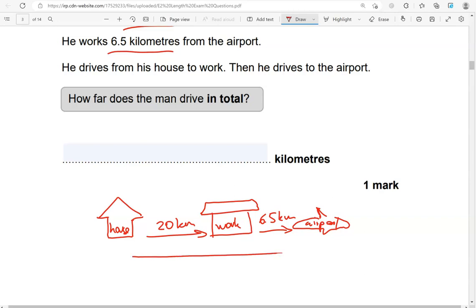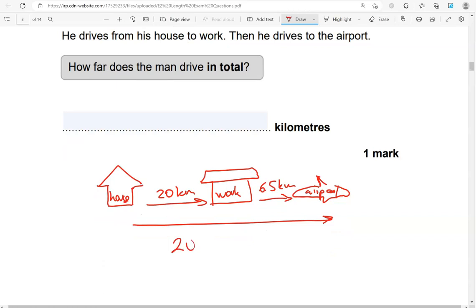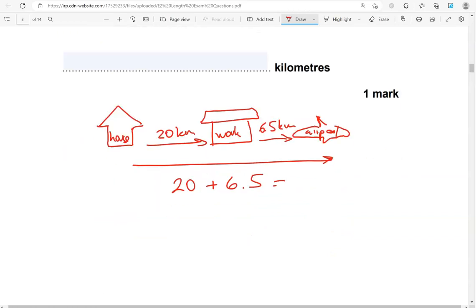So he drives from his house to work and then he drives to the airport. So he's going from here to here. So that will be 20 plus 6.5. So that is 26.5 kilometers.